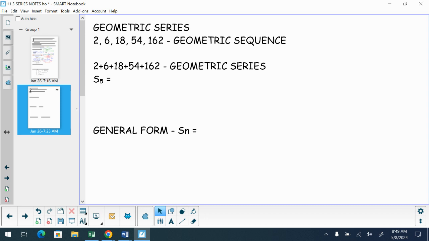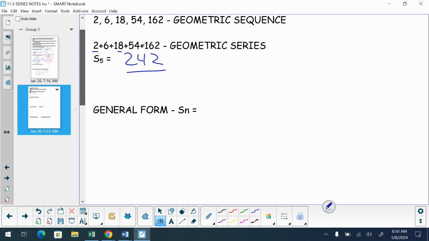If we add these 5 terms together, we can go 2 plus 6 plus 18 plus 54 plus 162. And what do we come up with? 26, 80, 242. We can do this and this. That gives us 20. It looks right. This gives us 60. That gives us 80. 80 plus 162 is 242.